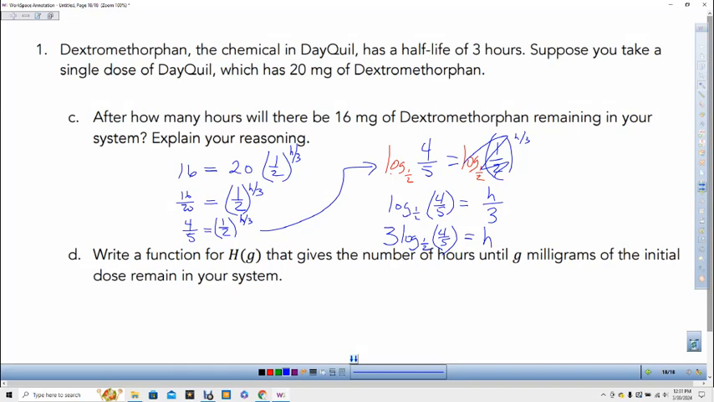But if you do that with a calculator, the log part is going to give you 0.32193. Multiply it by 3, and you get that h is equal to 0.9658 hours, or let's just say 0.966 hours. So in less than an hour, you're going to have your dextromethorphan or whatever down to 16 milligrams.